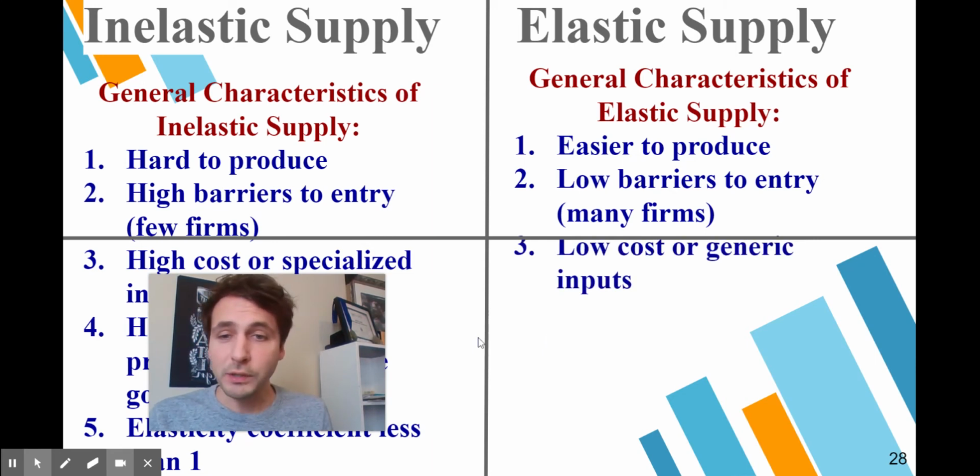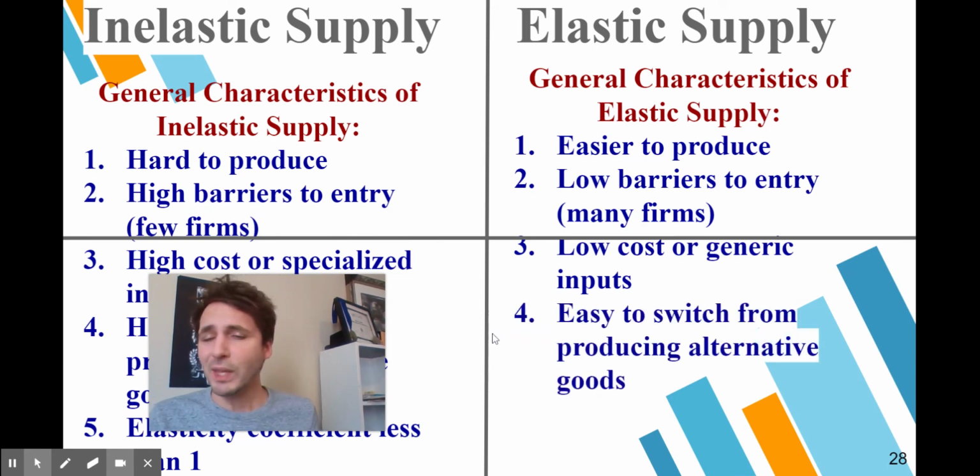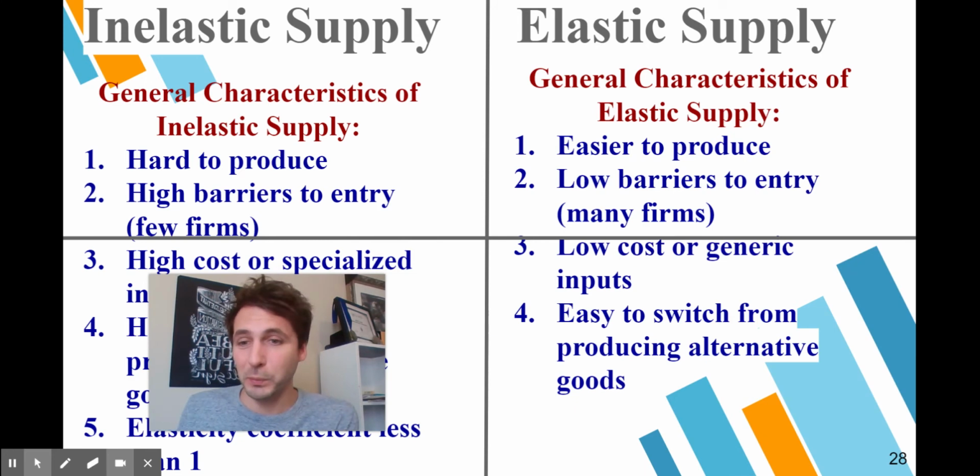They're very low cost, or they use a generic input. So for example, with a fidget spinner, I can use the plastics I already have, I can use the bearings I already have, and just transfer over, use those very low cost materials to produce something that's very popular right now to get my portion of those profits. And then, of course, it's easy to switch from producing whatever else I was producing before to producing this and then switching back. If it's easy to transition over to producing something, it's going to be highly elastic, meaning I'm going to be able to follow that change in price.